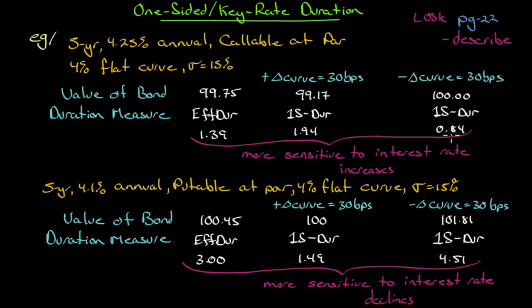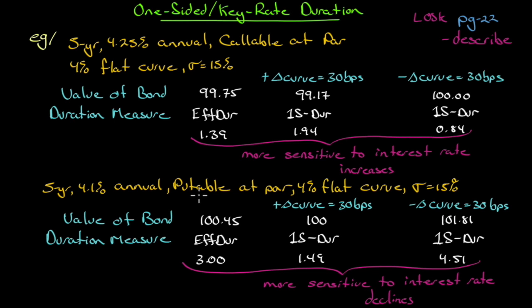So your upside potential here is limited at 0.84, and your duration measure tells you that, but you have much greater risk on the downside. Notice that your duration measure is more than double. More sensitive to interest rate increases.